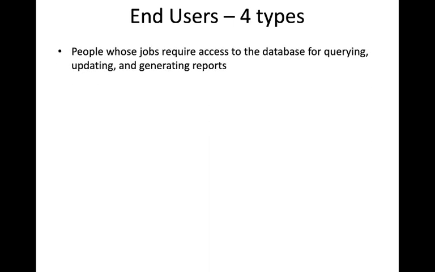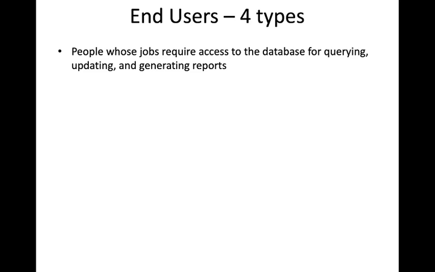These are people whose jobs require access to the database for querying, updating and generating reports. So these people will be the actual users of the database. They will be querying. If you go to a library, you will be searching for a particular book, or if you are using an airline reservation system, you will be searching for a particular flight. Those types of users are known as end users. They will be querying, updating, adding something to the database, and generating reports.